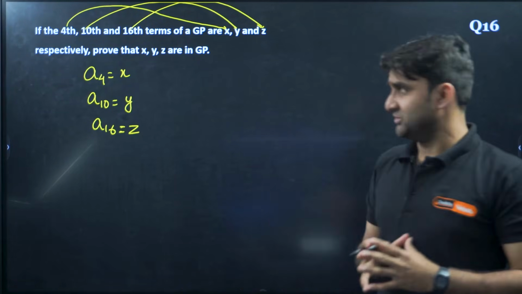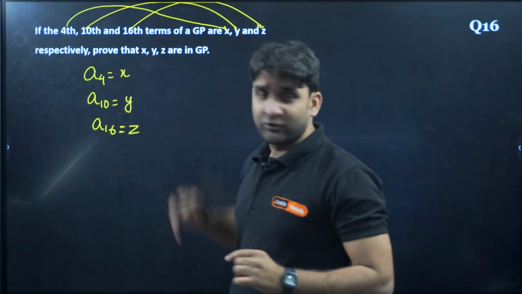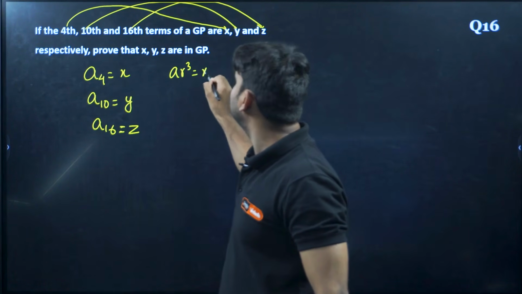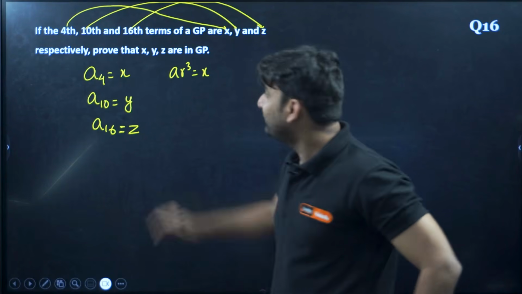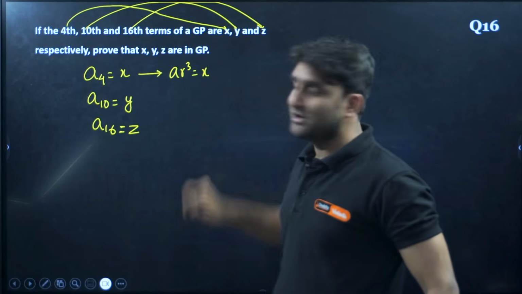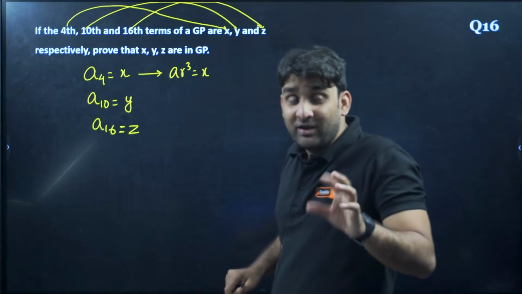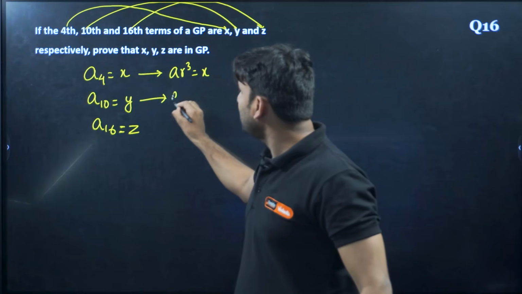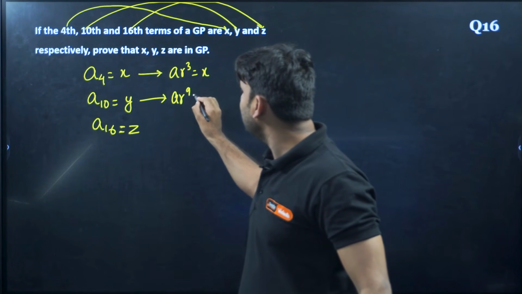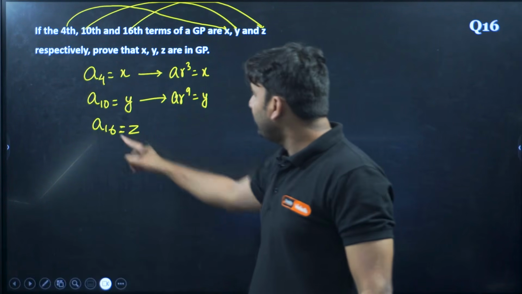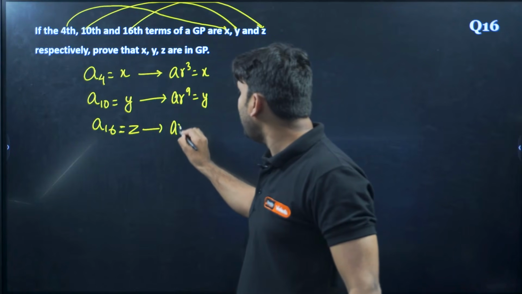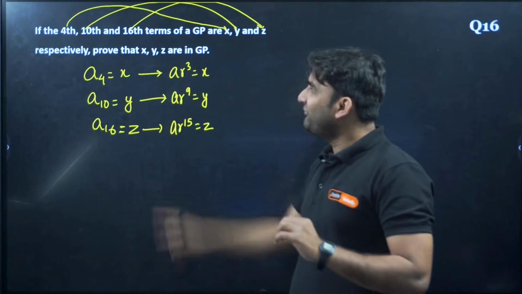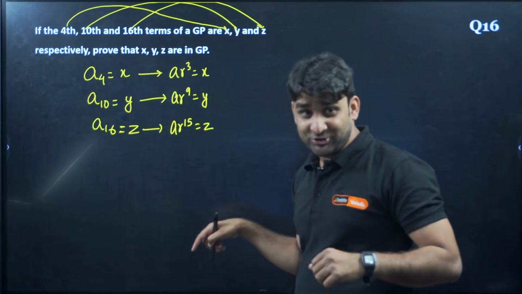Okay, have patience. My dear, listen, if this is 4th term, so we can write AR^3 is equal to X. For 4th term in GP, the general form looks like AR to power 3, you know, one less. And for 10th term, the general term will look like AR^9, and this is equal to Y. And for 16th term, we can write AR^15, which is equal to Z. Agree, everyone? Now, if X, Y, Z are in GP, so their common ratio should be equal to each other.